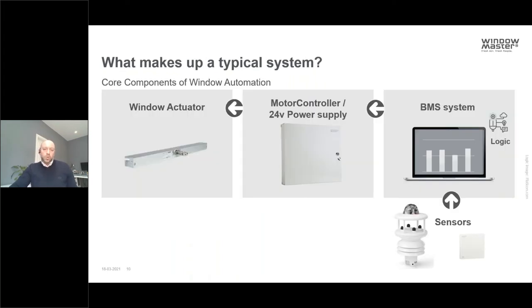So what makes up a typical window automation system? So the core components, I'm sure you're familiar with. We've got window actuators, we have got motor controllers or some sort of a 24-volt power supply. We've got the BMS itself, of course, the logic that's built into that BMS to help it to operate according to the room conditions, and then the weather station and sensors which monitor the overall building and help us to make control decisions for each of the different elements of the building.